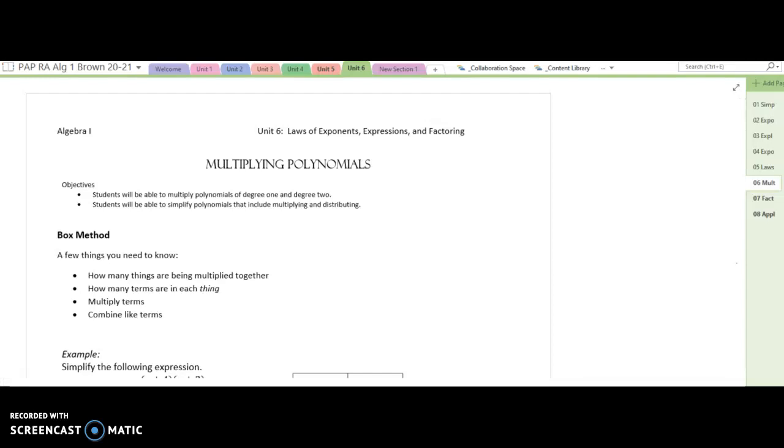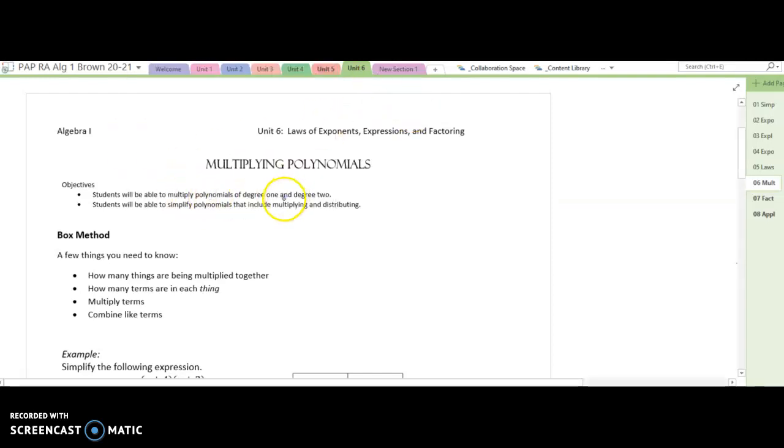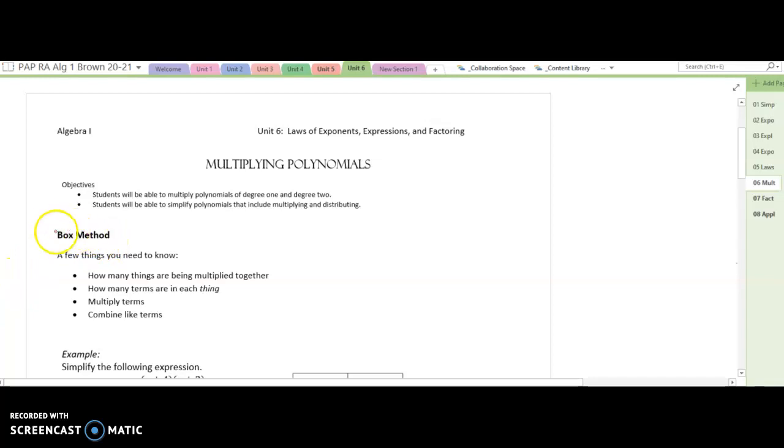All right, so when we're finished, you'll be able to multiply polynomials to the degree of 1 and to the degree of 2, and simplify those that include multiplying and distributing. Okay, so when we multiply polynomials, we're going to use the box method.